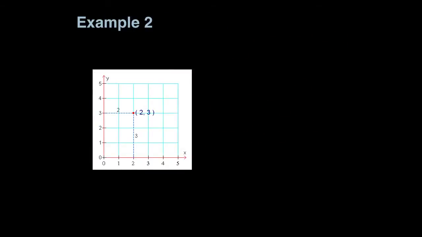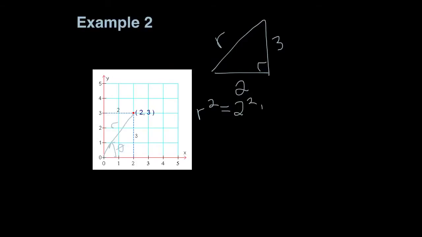Okay, so let's take a look at this example. We have our Cartesian points, our rectangular points. I'm going to draw in the radius, and this would give us theta right here. So in order to find the radius, just pull my right triangle out here. We have 2 on the bottom, 3 going up. For r, we're going to do the Pythagorean theorem. R squared equals 2 squared plus 3 squared.